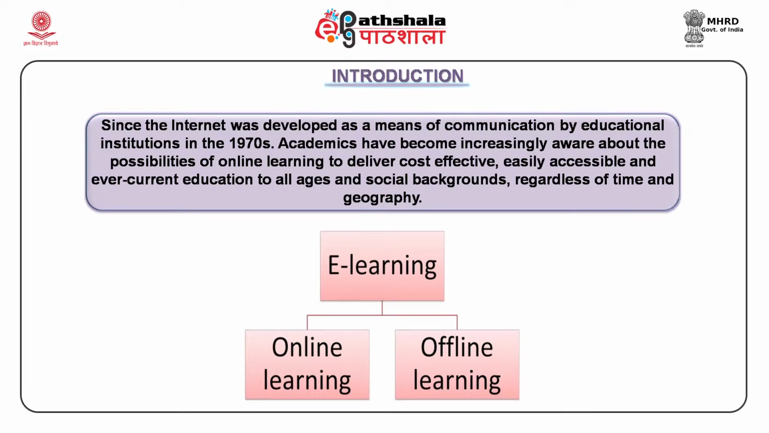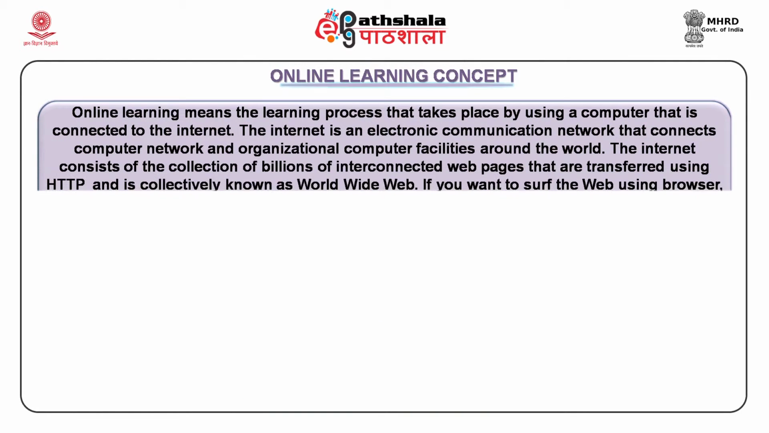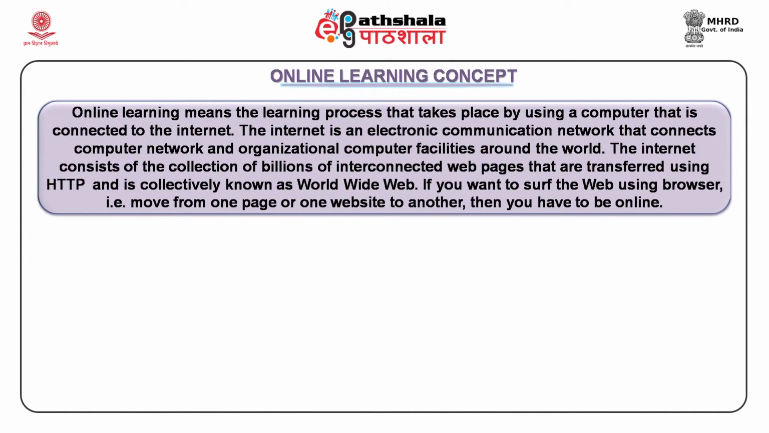E-learning is of two types, online learning and offline learning. Online learning means the learning process that takes place by using a computer that is connected to the internet. The internet is an electronic communication network that connects computer networks and organizational computer facilities around the world. The internet consists of a collection of billions of interconnected web pages that are transferred using HTTP and is collectively known as the World Wide Web.